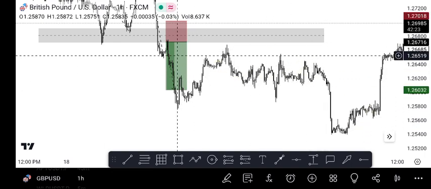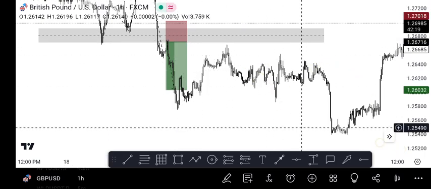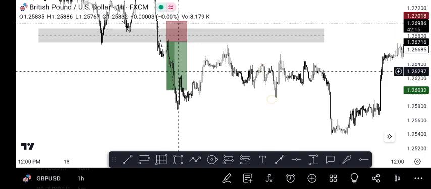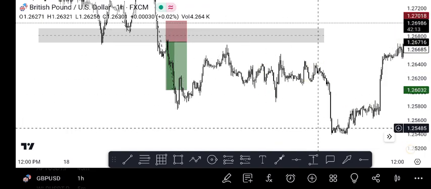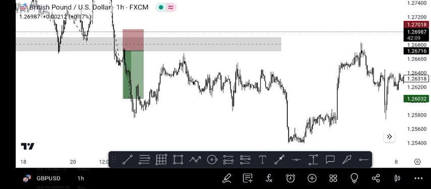Okay, you will notice price changed from uptrend to downtrend, giving us lower highs, lower lows, lower highs, and then a lower low. But that's not what I'm talking about in this video. I'm just talking about support and resistance.